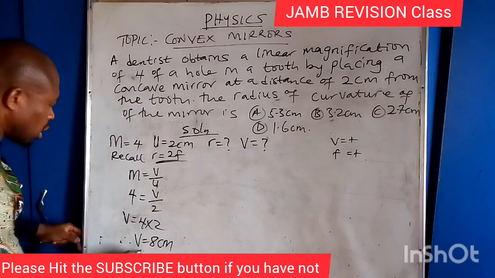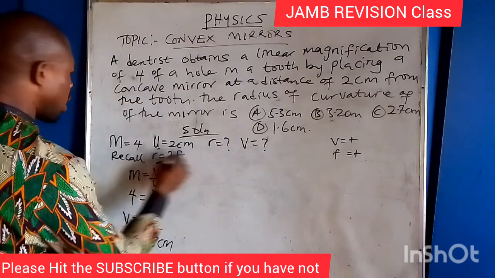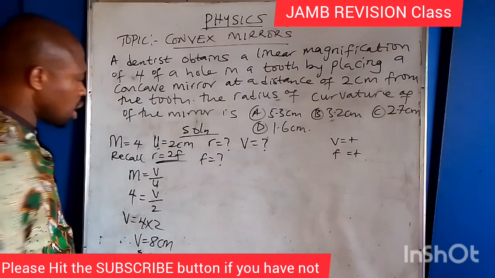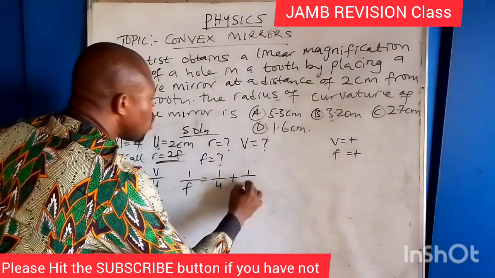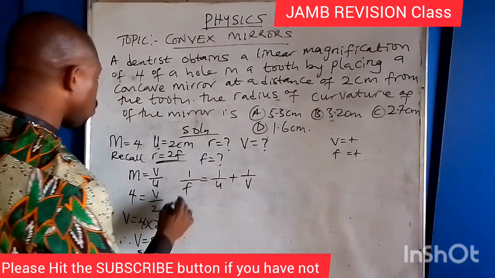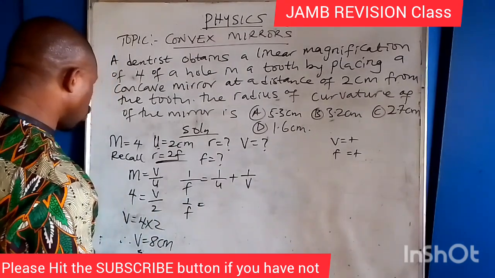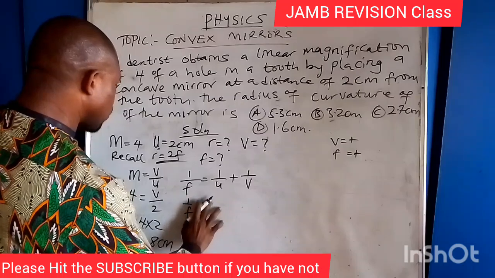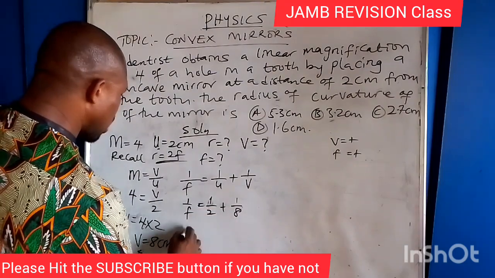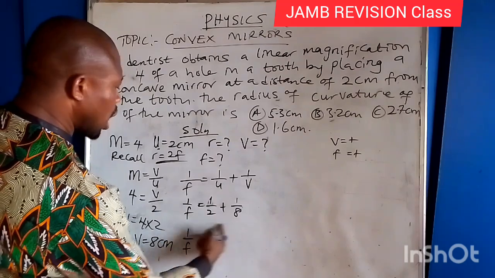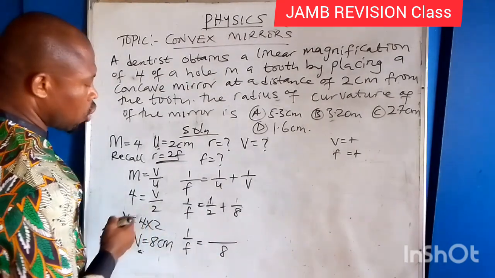Having gotten our image distance and our U, we can now proceed to get F. There is no F given, so we use the formula that says 1 over F is equal to 1 over U plus 1 over V. We look for F first. 1 over F is equal to 1 over 2 plus 1 over 8, which will give us 1 over F equals, the LCM of 2 and 8 is 8. 8 divided by 2 gives us 4.